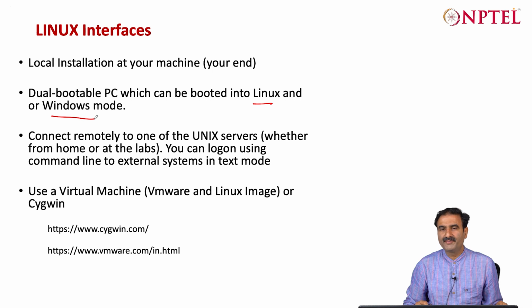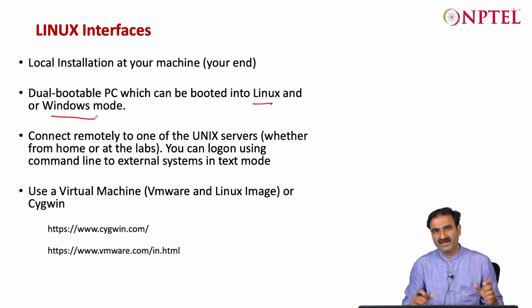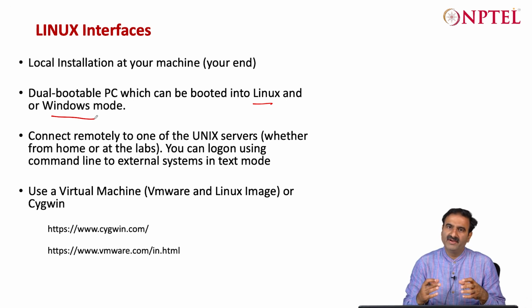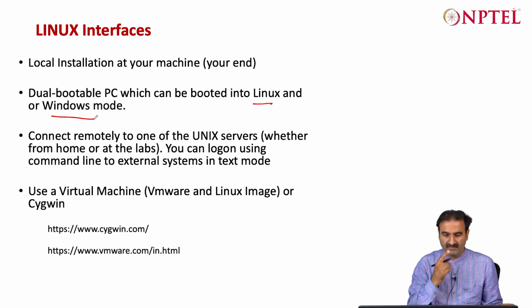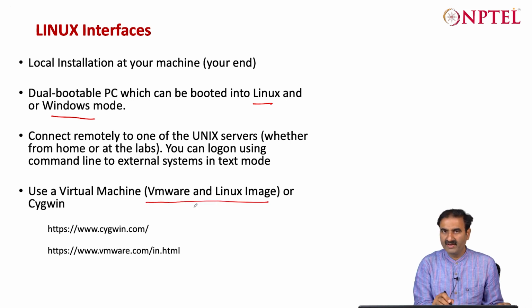Or there are also options, for example, if there is already a Linux machine that you are using, you can create the complete image of that machine. Image means there are directories, folders, and data. Everything will be copied as an image, and you can use that in another system using VMware software, which can be downloaded from here.